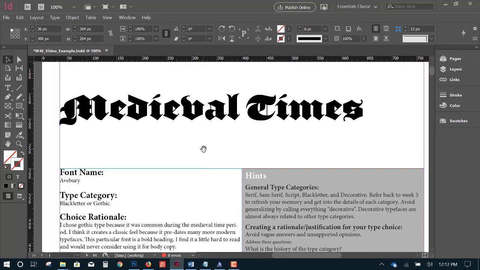First off, you take the name, you guys will have a different name, and you try and find a font that intelligently corresponds with the text. So I wrote the word medieval times. This is kind of a given. In medieval times, it was common that they used Gothic typefaces.